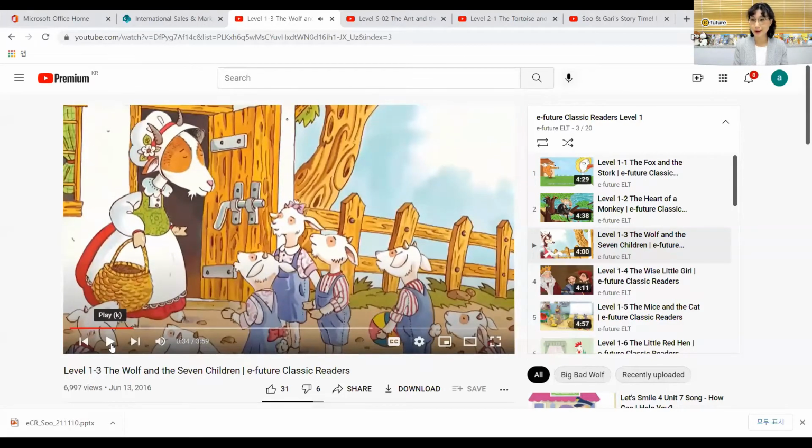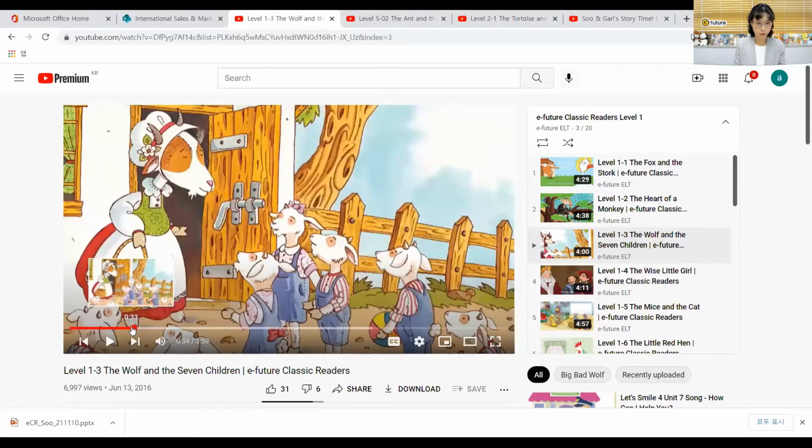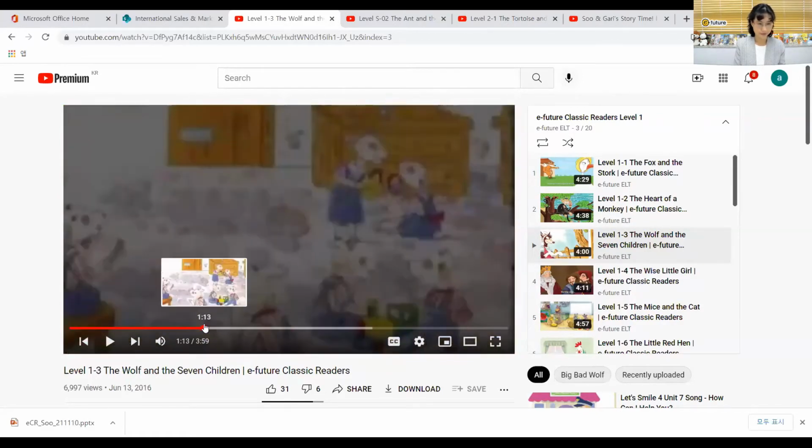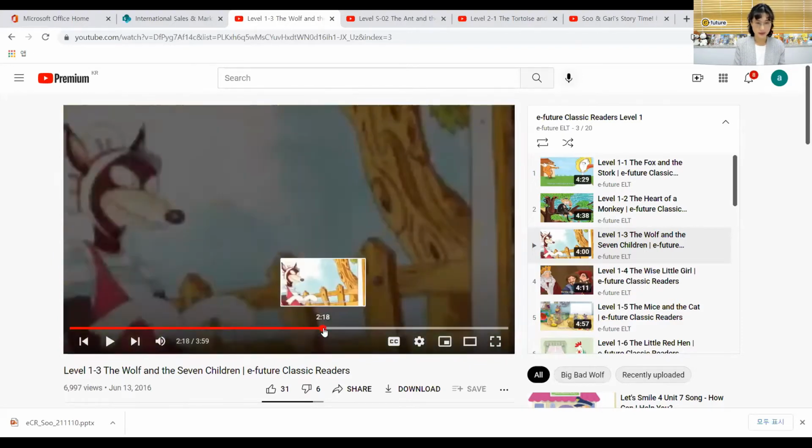Okay, remember this part, right? So you can do listen and repeat activity here, right? And listen and imitate as well. So students can practice reading the story many times. Okay, let's skip the part and go to the wolf, right? The wolf appears here.